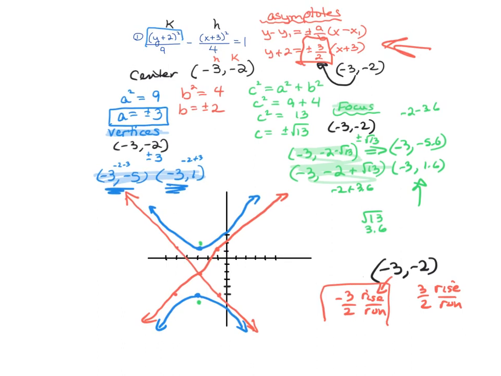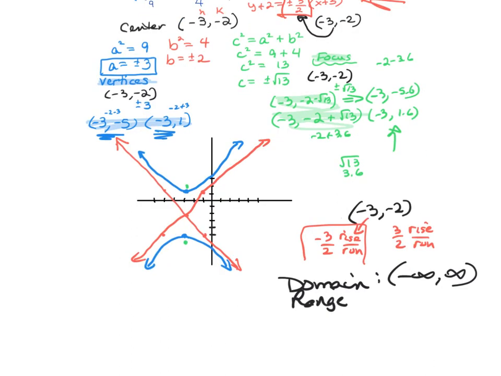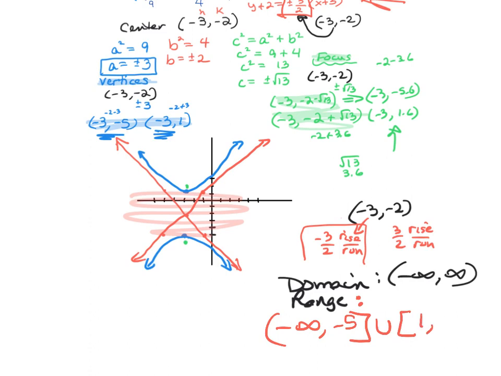Oh, domain and range. Okay, so for the domain, remember whenever it's a U shape and an upside down U shape, the domain is all real numbers. The range is where there's this gap in here. That's why we have the union. So the range is going to go from -infinity, and then right here, it's going to go up to the -5, and I need a bracket. And I'm going to union that. And then it starts up again at +1 to infinity.